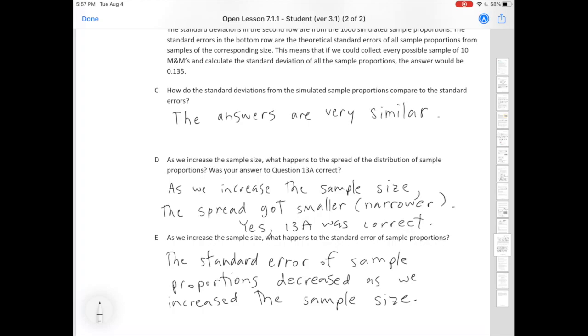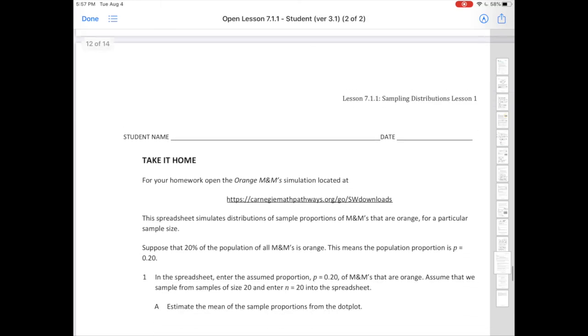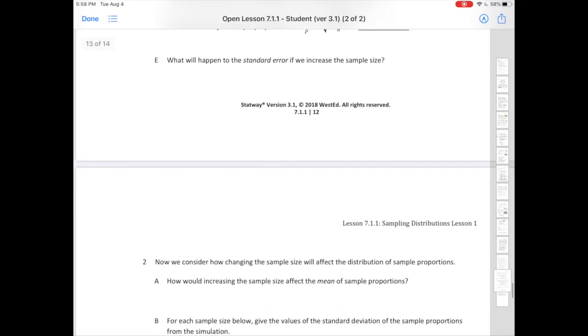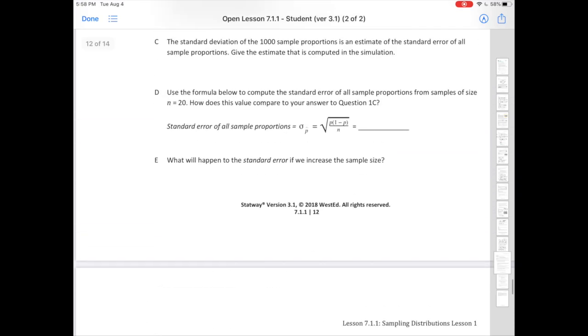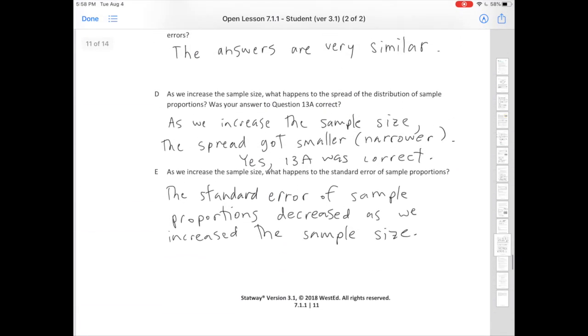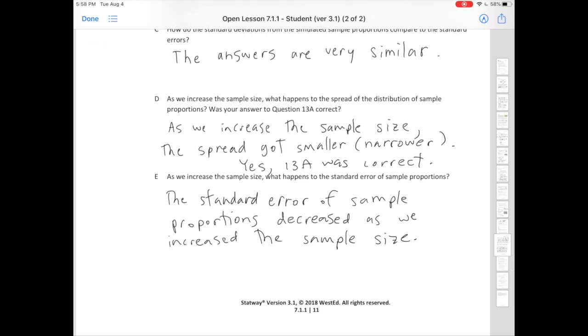Okay? That is it for this lesson. If we look over here at the take it home, you are going to need to use that spreadsheet, and you're going to do a similar experiment and fill out these tables. So it should be pretty straightforward. So make sure that you have a calculator handy as well as Microsoft Excel.